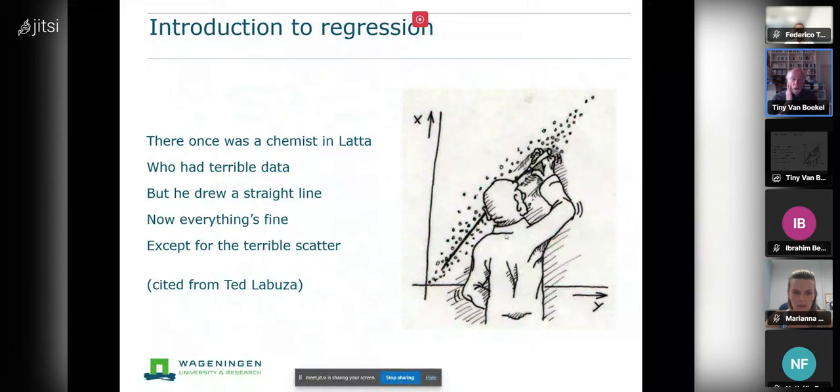So I took this cartoon from a well-known food scientist, Ted Labuza, who, by the way, recently died. But I know him. I invited him also for my kinetics courses a few times. And he once showed me this poem. There was once a chemist in Lata who had terrible data, but he drew a straight line. Now everything's fine except for the terrible scatter. And I think this expresses what most of us will experience when you collect data and you want to do regression. There will be scatter, and how to deal with that.